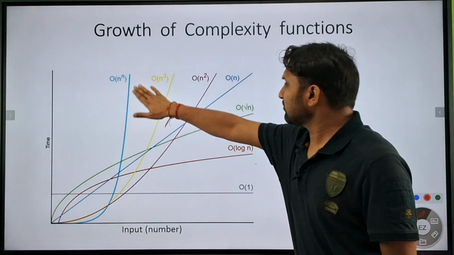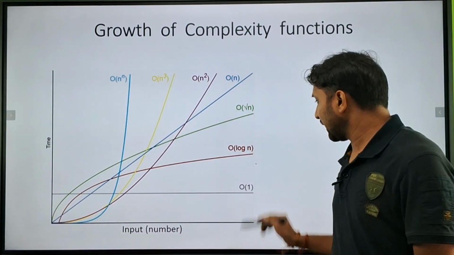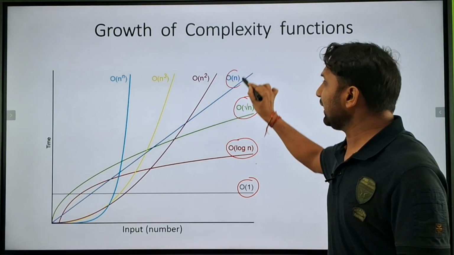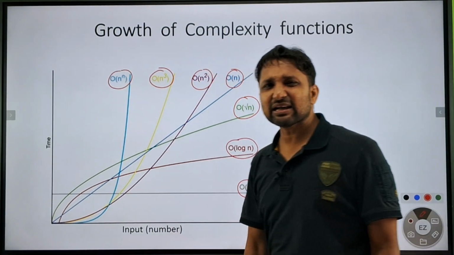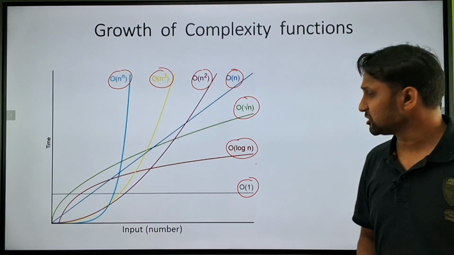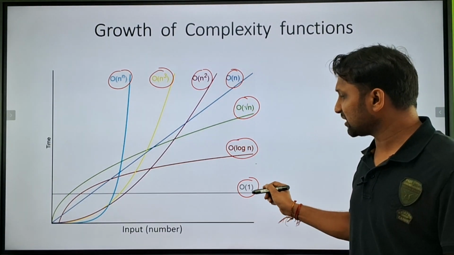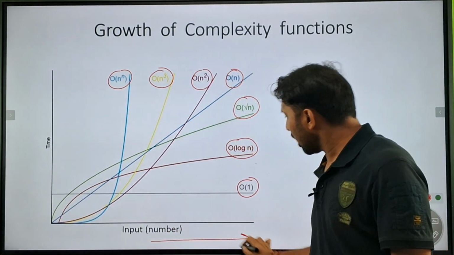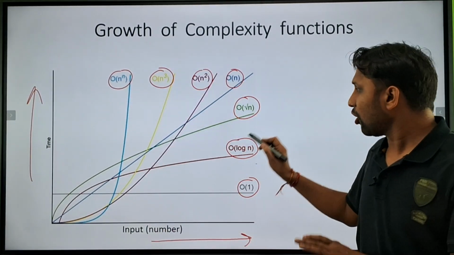Some of these standard complexity functions I have written over here, like constant, log n, root n, n square, n power 3, n power n. These are some standard complexity functions, and you can see directly the growth of these complexity functions in this graph. As you are increasing the input, how they are behaving, how much time they are taking. So this is shown over here.